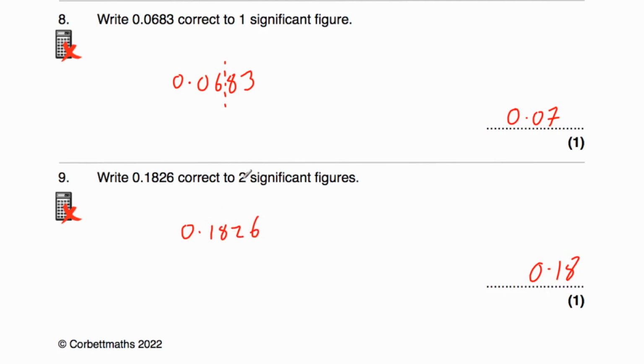Alternatively, we could have done 0.1826. We want two significant figures, so we put a dashed line after our two significant figures. Remember to ignore the 0 point. So we've got 18. Now, because the next digit, our third significant figure, is a 2, that means we don't round up, so our answer would be 0.18.